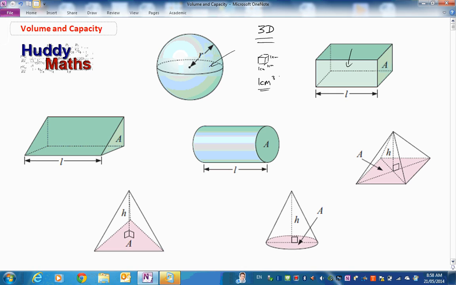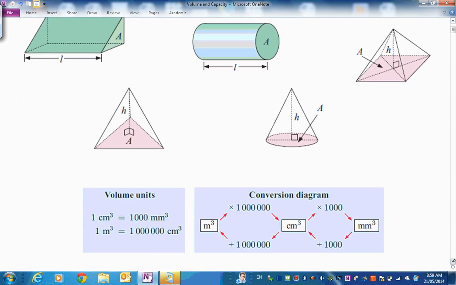Capacity is how much fluid will fit in there. And so that's a similar idea, except it's a different unit, isn't it? We have litres and millilitres. So leave that for later on. Let's come down and look at the basic units now and how to move between them.